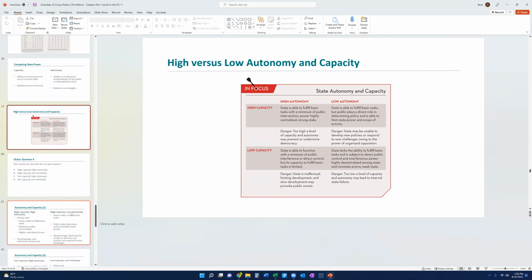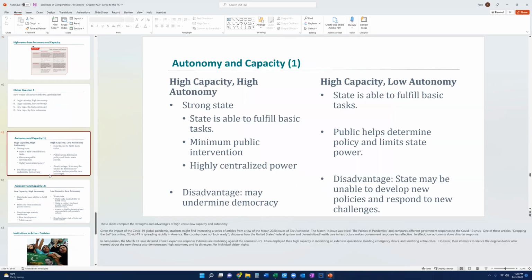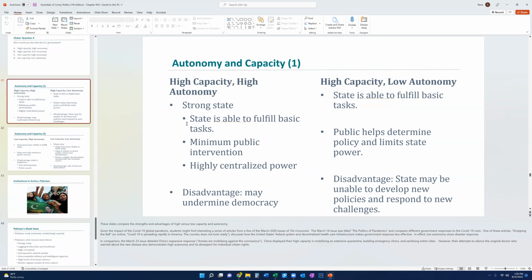Here you're going to see how some of these may look in actual life. If a state has high capacity and high autonomy, it's considered a strong state. The state is able to fulfill basic tasks with minimum public intervention. However, it's very highly centralized power. A disadvantage is that it may undermine democracy.